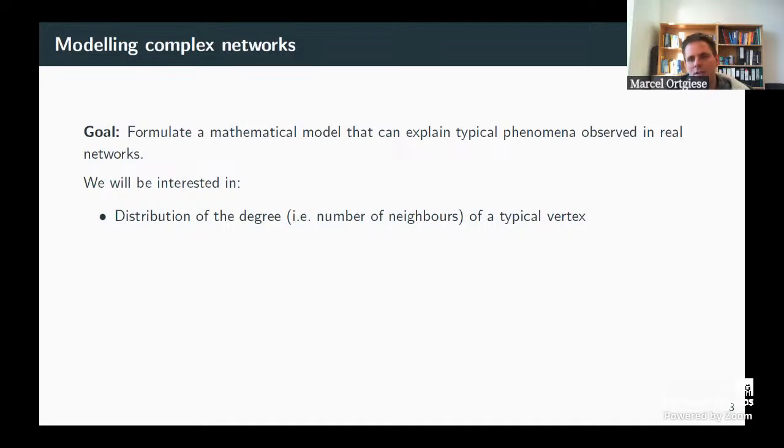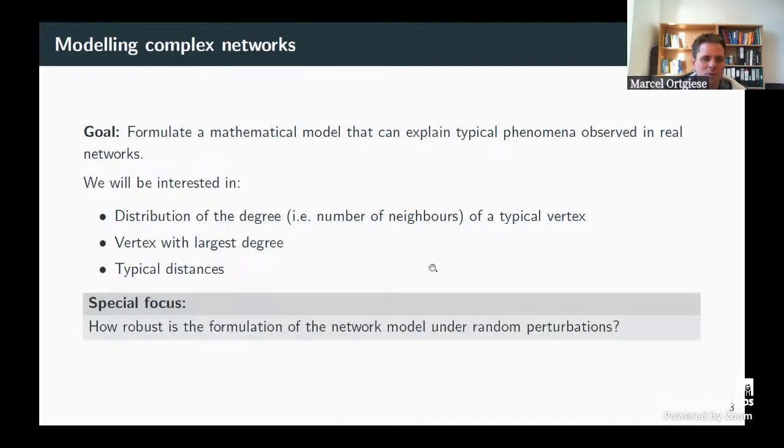And what kind of quantities are we interested in? What are we trying to mimic? Well, the most basic one is the distribution of the degree. Take a typical vertex and ask how many neighbors it has. It gives me some distribution, and I want to try and understand that as our network gets big. Another question that might be interesting is, what's the vertex with the largest degree? Which vertex has the most neighbors? And the other point I'll be addressing, at least in this talk, is typical distances. If I pick two vertices uniformly at random, how far away are they? And what do you see in real networks? What do our models do?